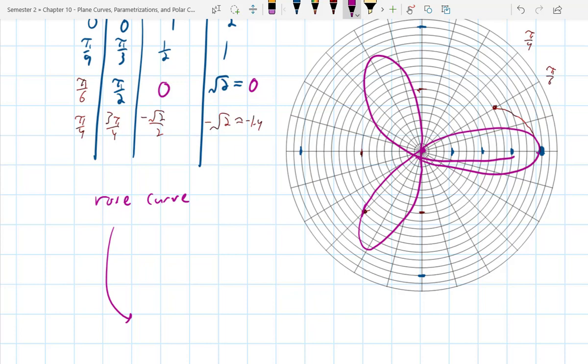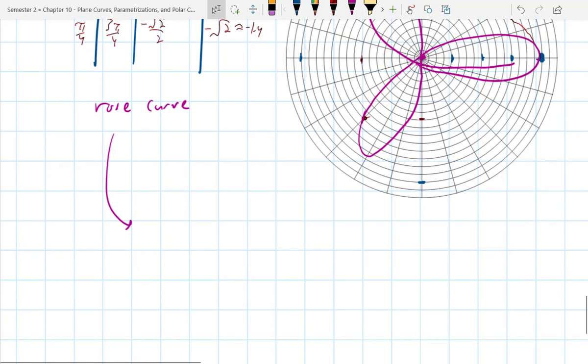It looks more like a tulip, but like a flower. It looks a bit like a fidget spinner.